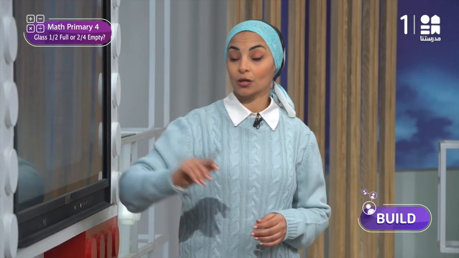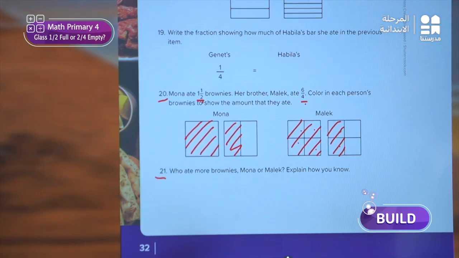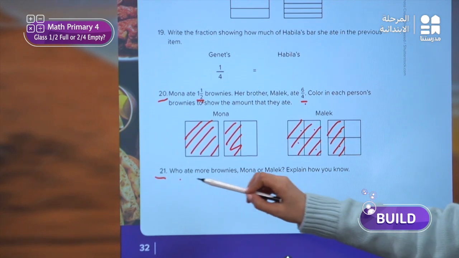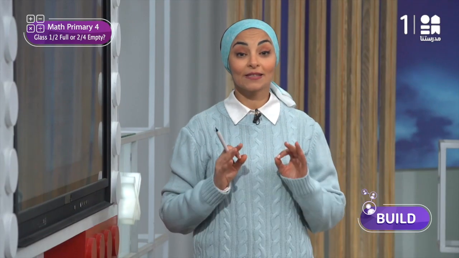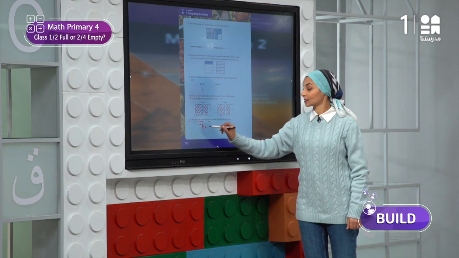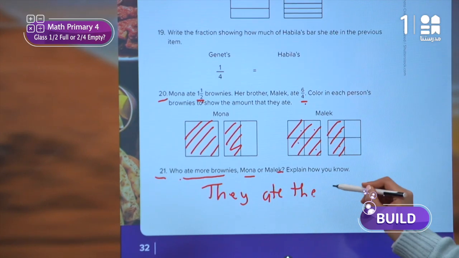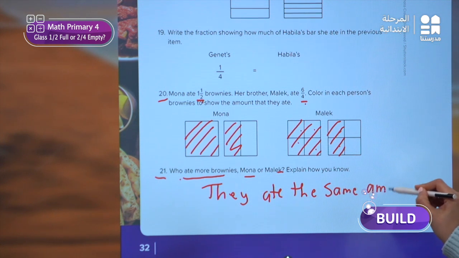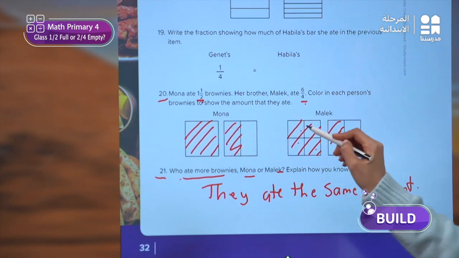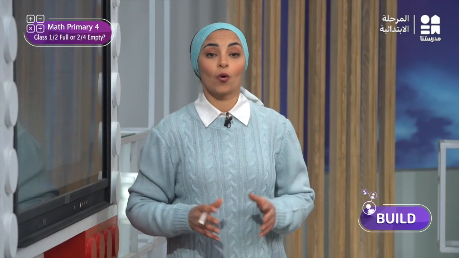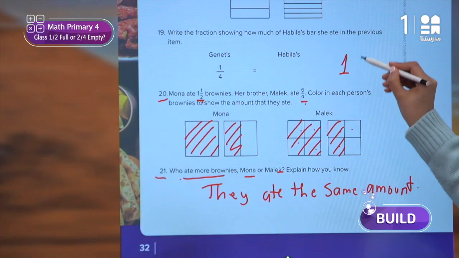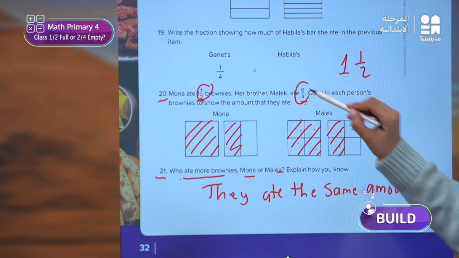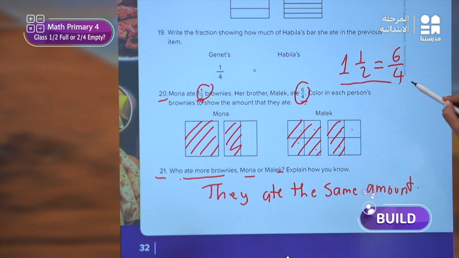تعالوا كده نشوف problem number 21. The answer of problem 21 is what? He's asking me who ate more brownies. مين أكل براونيز أكتر؟ منى ولا مالك؟ The answer of course Mona and Malik ate the same amount. تعالوا نكتب كده they ate the same amount. Right? أكلوا قد بعض بالظبط 1 and half. Okay, now as we know from the visual models the mixed number 1 and half is the same as the improper fraction 6/4. أنا دلوقتي ممكن أكتب إن 1 and half اللي منى أكلتهم equals 6/4 اللي مالك أكلهم.